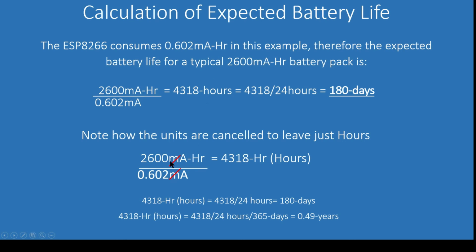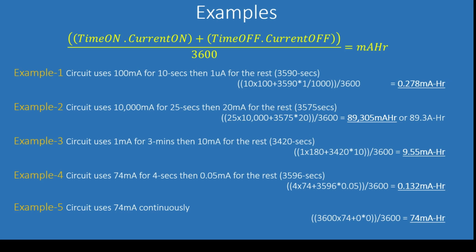Notice how the units cancel out. The battery capacity is in milliampere hour, the average circuit demand is in milliamps, the milliamp units cancel out, leaving just hours, so the answer is 4,318 hours or 180 days or 0.49 years depending on how you calculate it. So I've given some examples here.